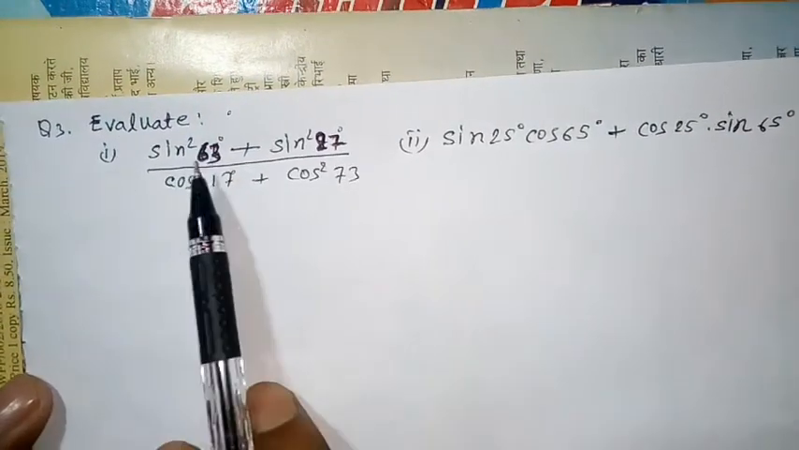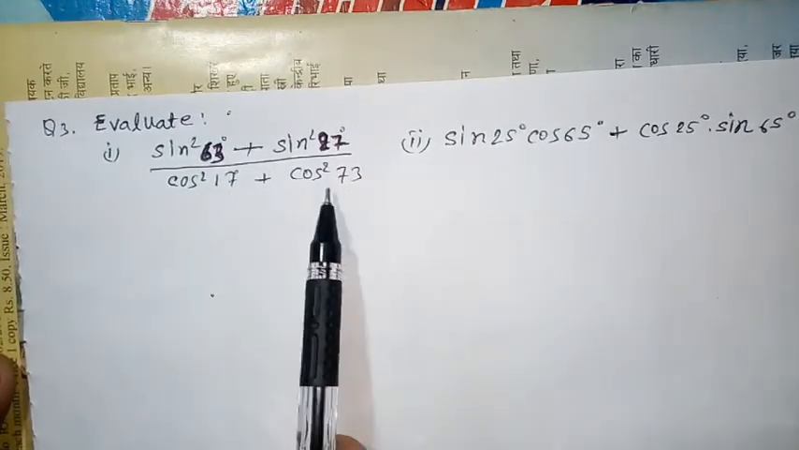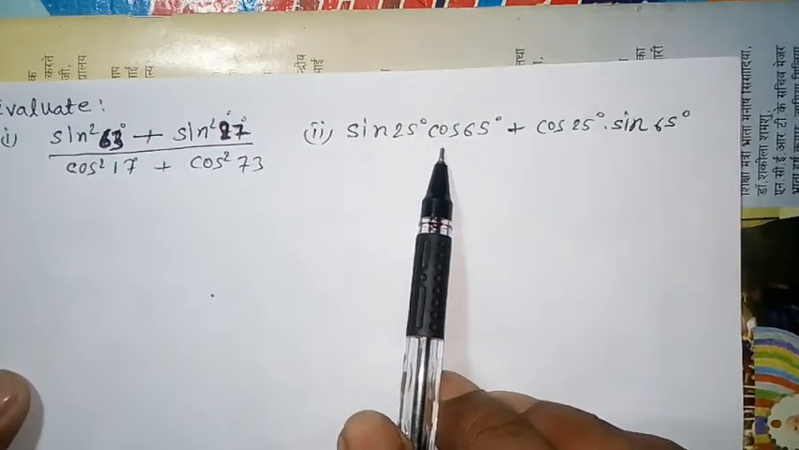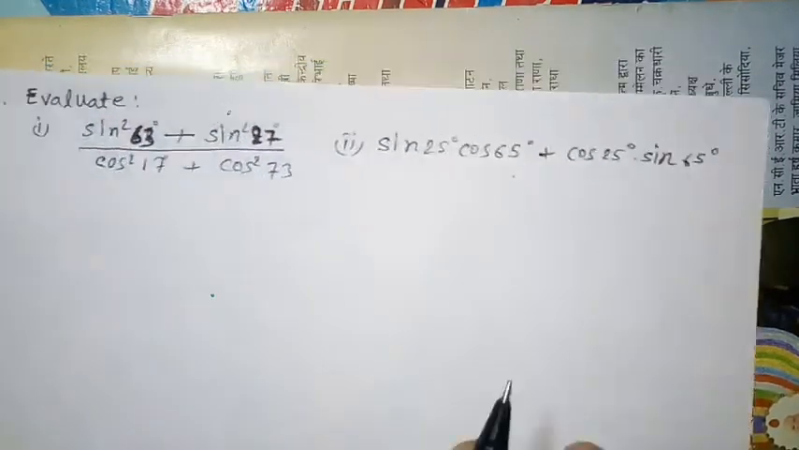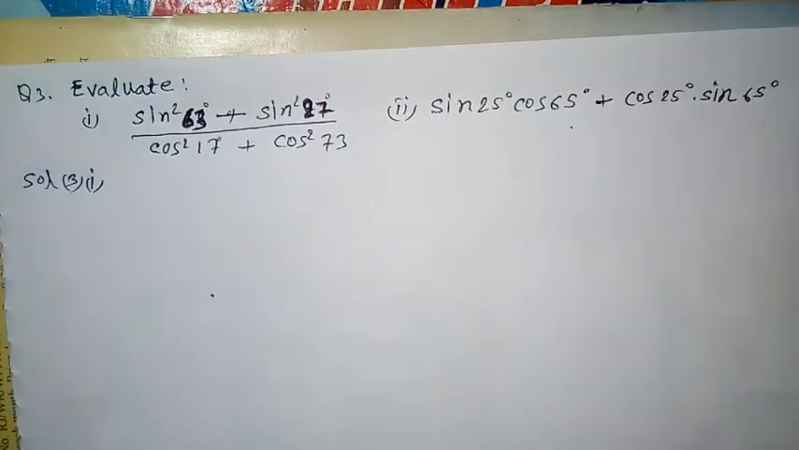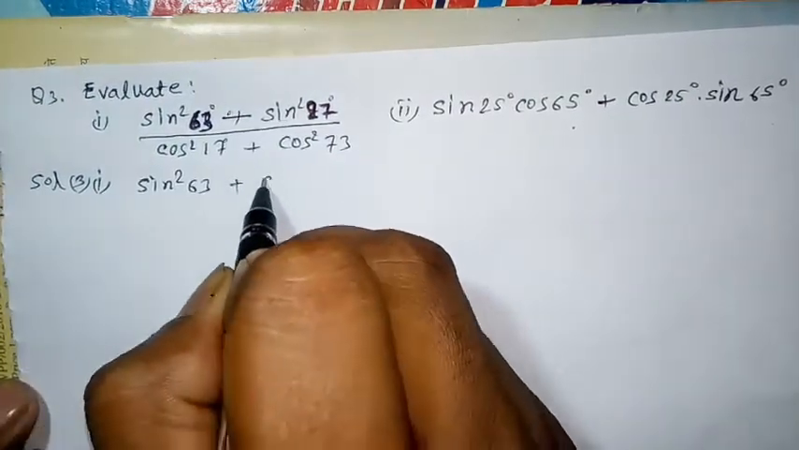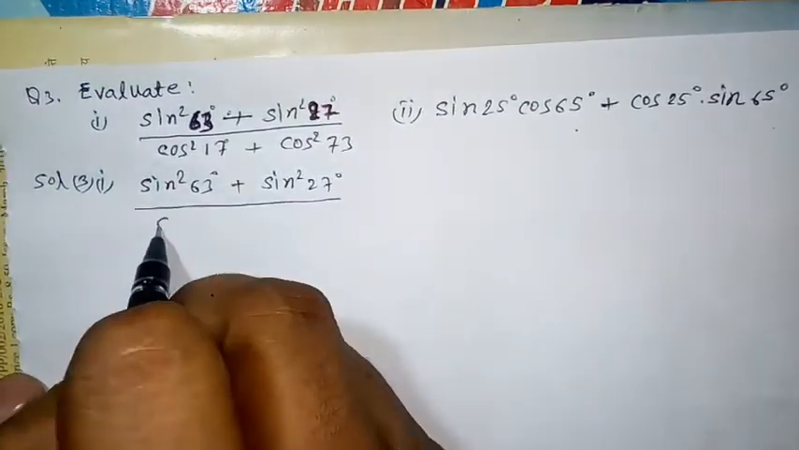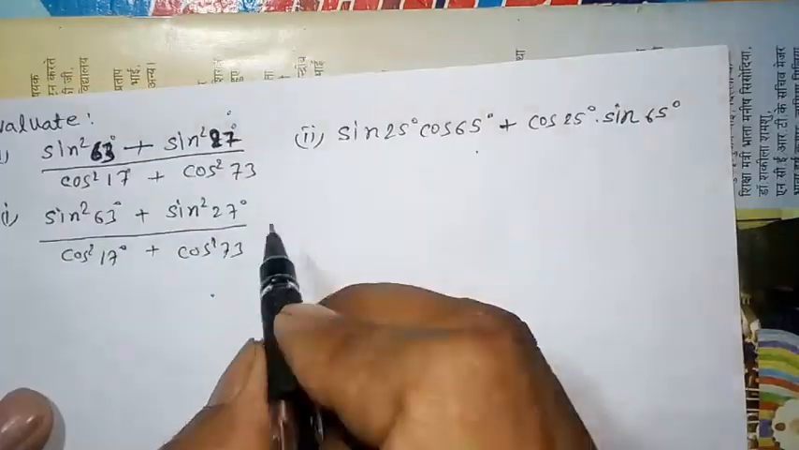Evaluate. 1. Sin square 63 plus sin square 27 by cos square 17 plus cos square 73. Second, sin 25 into cos 65 plus cos 25 into sin 65. Solve. Solution 3, 1. Sin square 63 plus sin square 27 degree by cos square 17 degree plus cos square 73 degree is equal to.